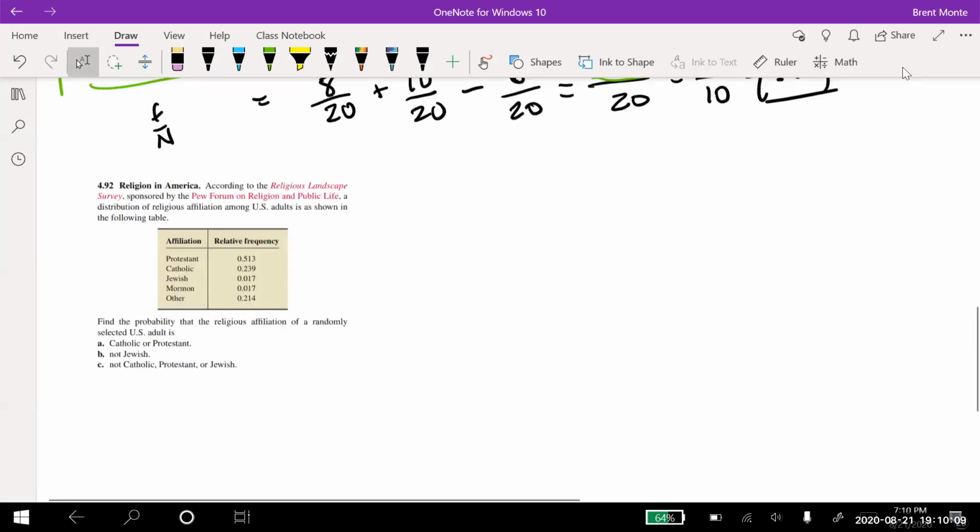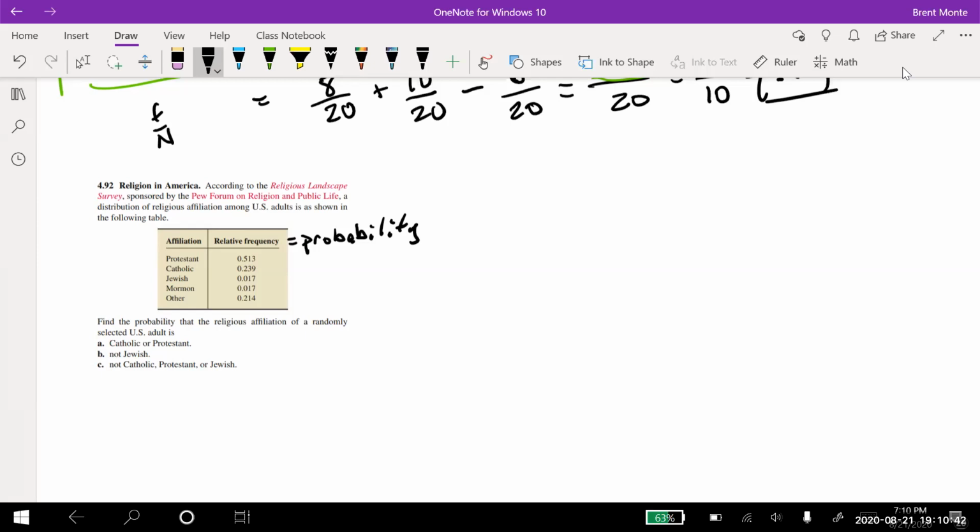Religion in America. According to the Religious Landscape Survey sponsored by the Pew Forum on Religion and Public Life, a distribution of religious affiliation among U.S. adults is shown in the following table. And so they give the affiliation, Protestant, Catholic, Jewish, Mormon, or other, and the relative frequency. So that's already the probability. Notice we haven't even talked about that, but probability is another word for relative frequency that we've seen before, chapter 1.